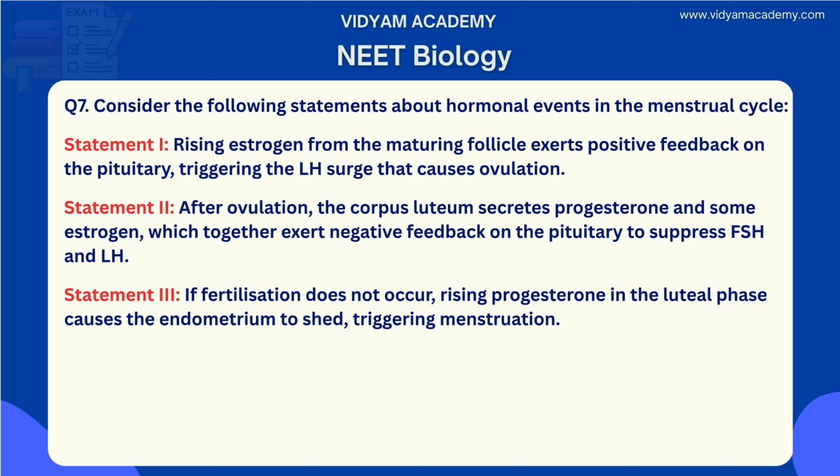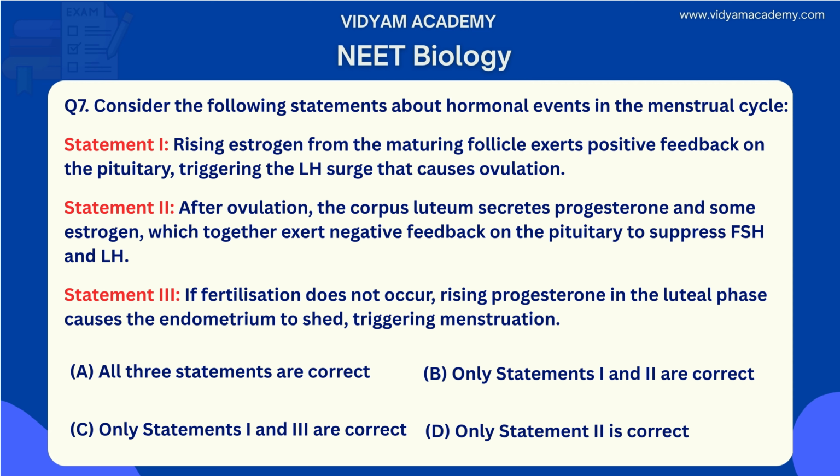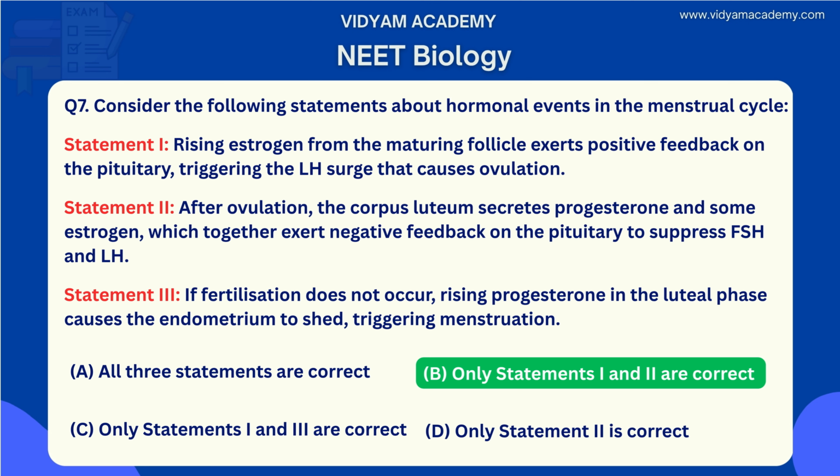So here we have statements 1, 2, 3. Consider the following statements about hormonal events in the menstrual cycle. So here the options are: option A, all 3 statements are correct. Option B, only statements 1 and 2 are correct. Option C, only statements 1 and 3 are correct. Option D, only statement 2 is correct. What is the answer? It's a very, very easy question. Did you guess the answer? What is the answer? Option B. Statements 1 and 2 are correct. Why and how? Why are the other 3 wrong?